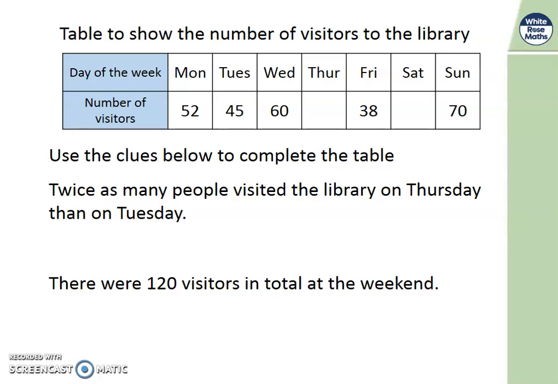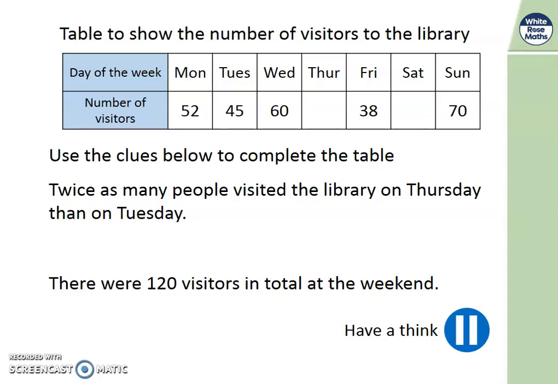Let's learn for today. Here is a table showing the number of visitors to the library. Across the top we've got the days of the week, and underneath we have the number of visitors. Can you see that Thursday and Saturday are missing? We're going to use the clues below to complete the information in the table. Twice as many people visited the library on Thursday, which is here, than on Tuesday, which is here. Twice as many means to double. What is double 45?